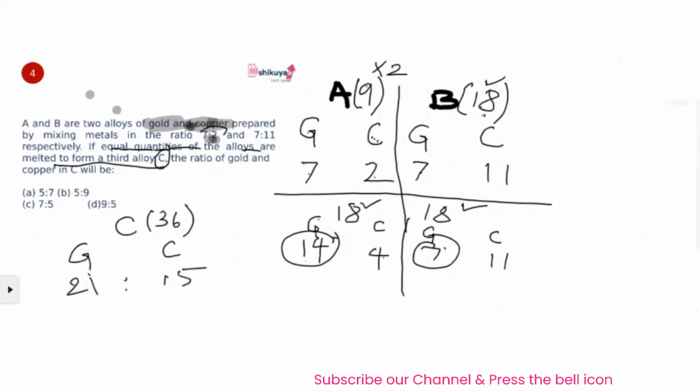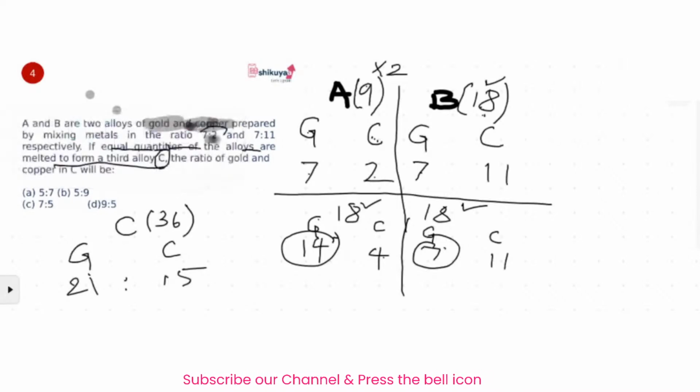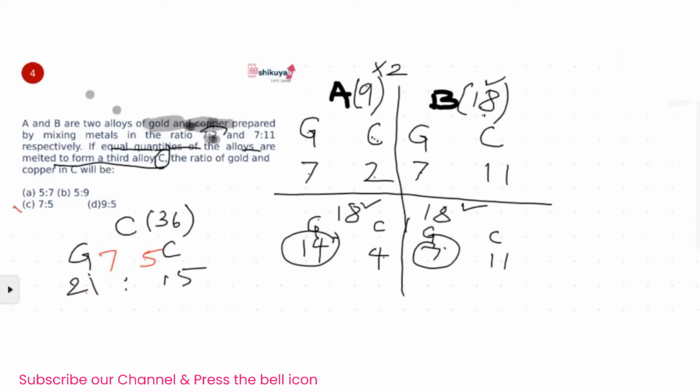So the ratio is going to be reduced by 3. So the ratio of gold and copper in the newly formed alloy is 7 is to 5. 7 threes are 21, 5 threes are 15. So the answer is C, 7 is to 5.